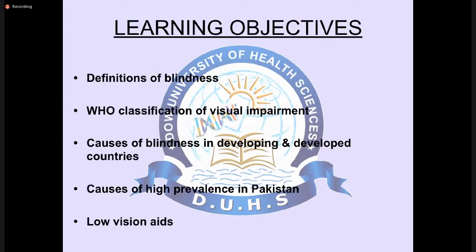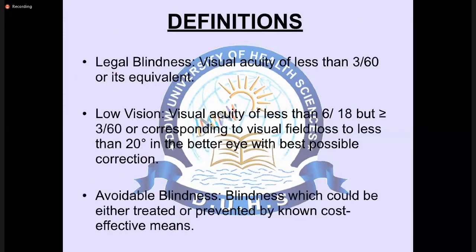Okay, blindness. Legal blindness is visual acuity of less than 3 by 60 or its equivalent.